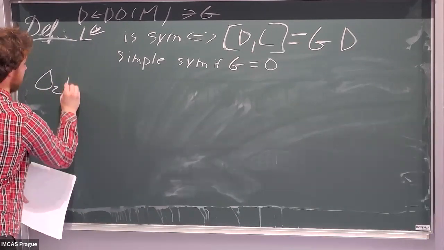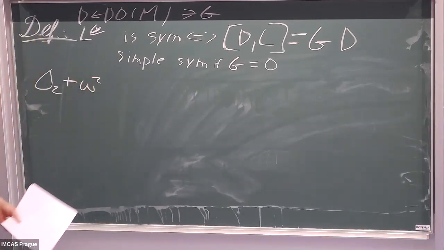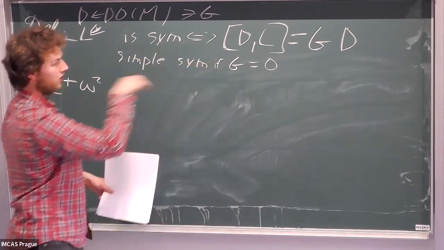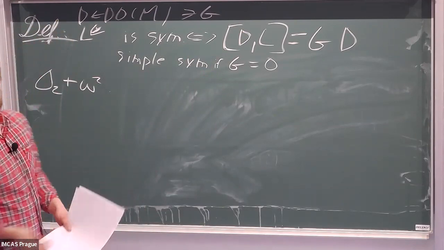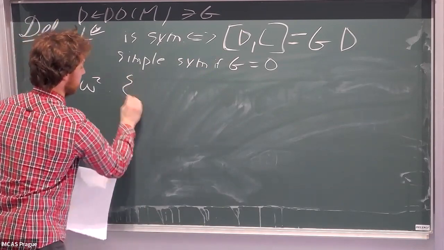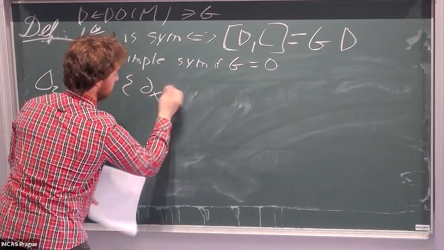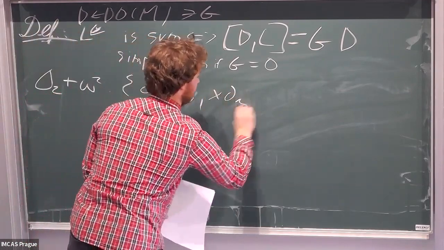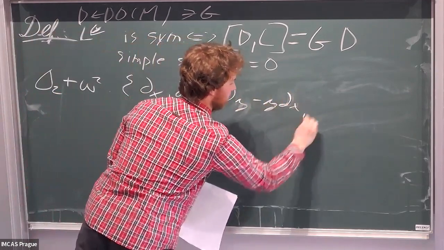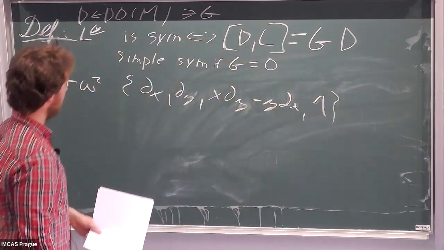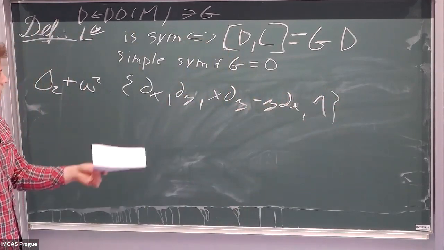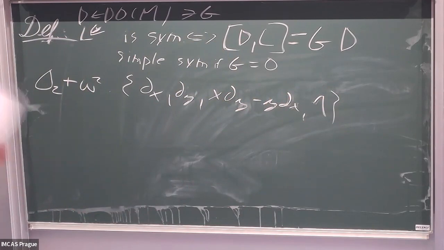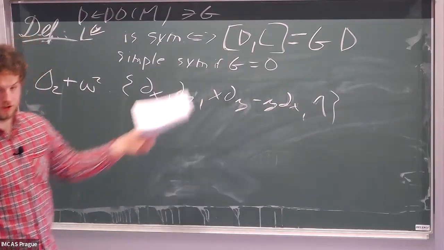For example, if you take the Helmholtz operator, you can find that all symmetries of order less than or equal to one are precisely dx, dy, x dy minus y dx, and one. So these are all the symmetry operators of degree one or lower. And this is just some trivial computation. You just write out the commutator and you find this.